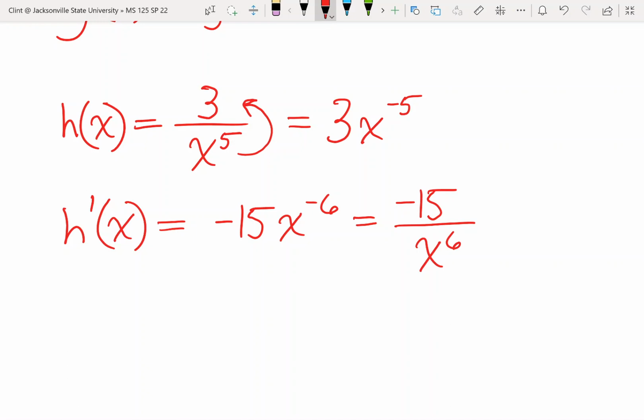So it's not obvious to look at it in 3 over x to the 5th form and just see right away the derivative is going to be negative 15 over x to the 6th. You can kind of see how they're related, but it can be useful, if you have a variable in the denominator, to move it up to the top by making the exponent negative.